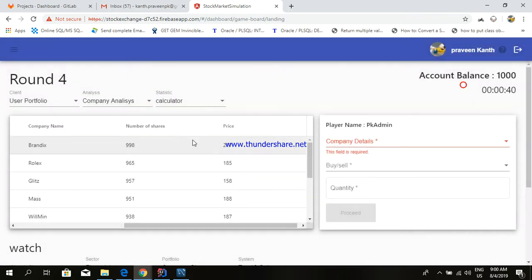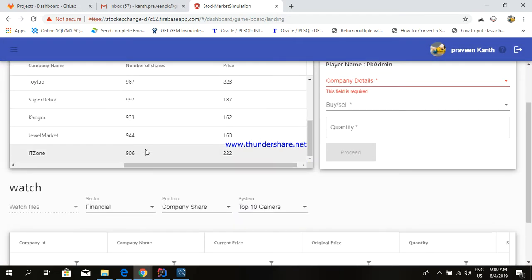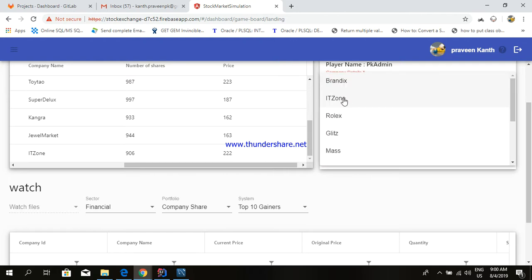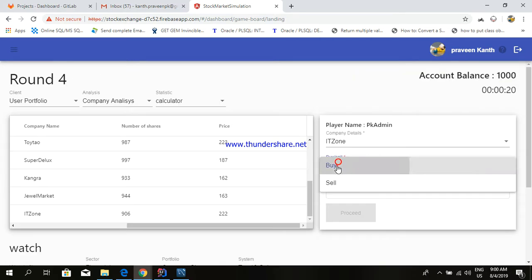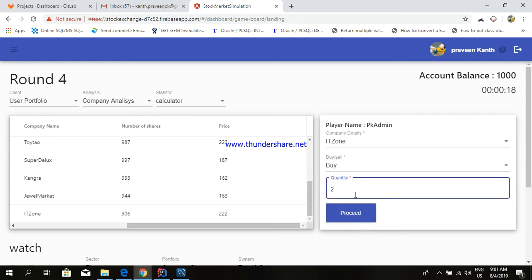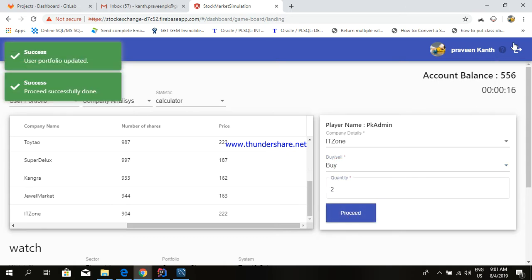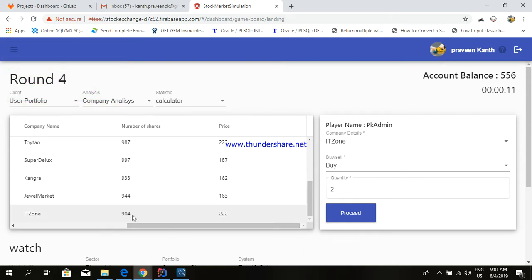No. So I will assume that this market is reducing quickly, so it has a good demand in the market. So I will buy IT Zone. I'll see my balance, 1000. The price is 220. If I buy only two shares, my balance will be this. You can see I have bought two shares, so the IT Zone number of shares is reduced by two. The market price is 220.